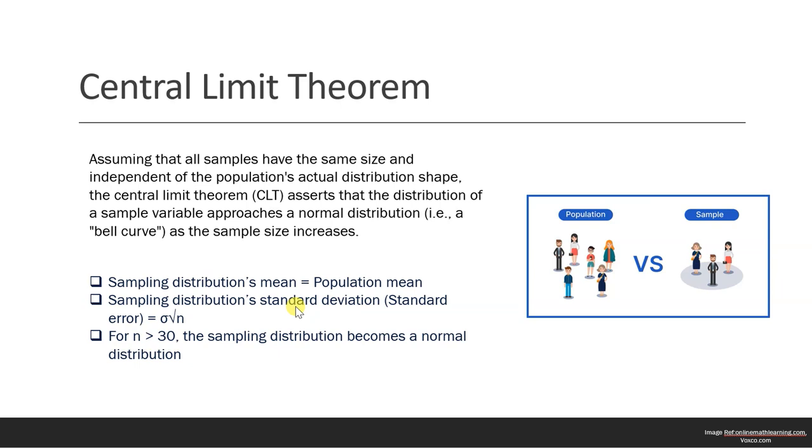Second, the standard deviation of the sampling distribution is equal to sigma divided by the square root of n, where n is the sample size and sigma is the standard deviation of the population. That is what sigma means.